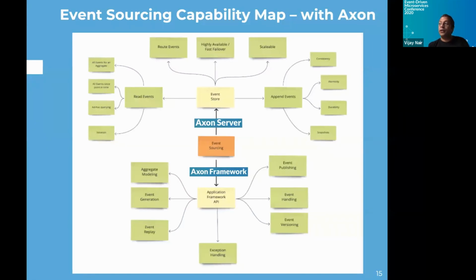In addition to the server, we also have the Axon framework. And the Axon framework is a Java-based framework, which helps you deal with Axon server as the event store. It provides you a complete list of capabilities that you can use to perform any kind of operations around the Axon server event store. This includes aggregate models, generation of events, event handling through the concept of event processors. It provides you the capability to create snapshots, and finally, pretty comprehensive exception handling when you're dealing with events.